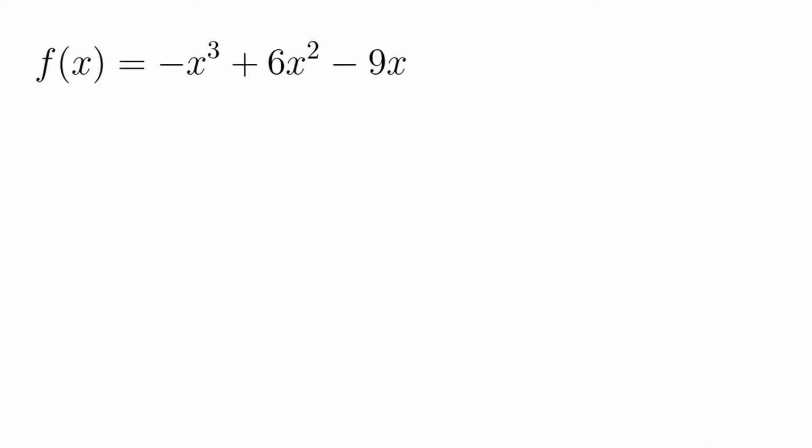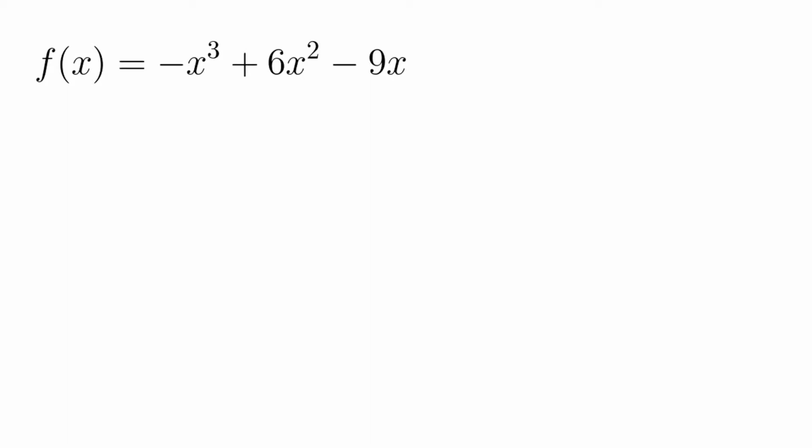Next, since we know that this is a power function, we can disregard the asymptotes because it's not rational. So we know that there are no vertical or horizontal asymptotes. Next, we're going to look at the intervals of increase and decrease for the function. The function that we have here is minus x cubed plus 6x squared minus 9x.